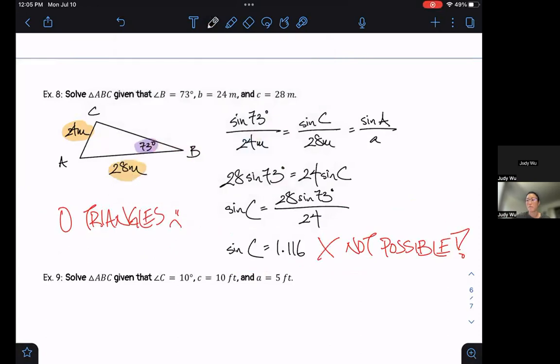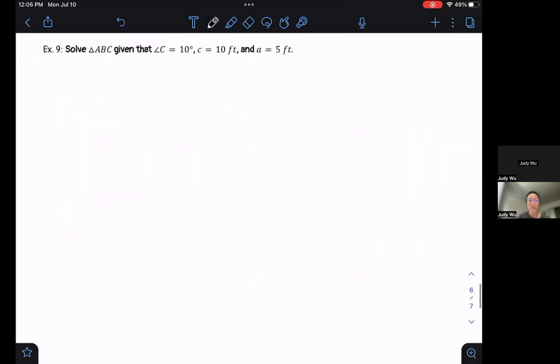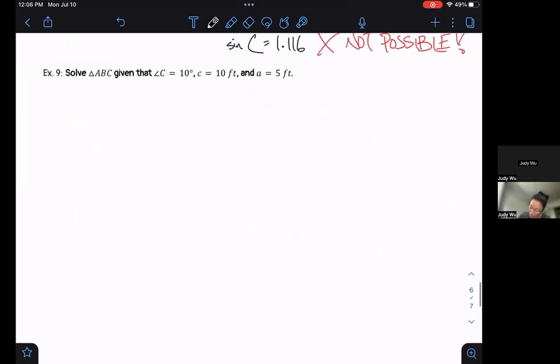All right, well, what about if we have maybe just one triangle? Let's see what that looks like and how the numbers actually tell us that, okay? So same thing, I'm going to draw a triangle and I'm going to be okay with the fact that I might not have a picture that is exactly accurate, all right? Now I have angle C as 10 degrees, little c is 10 feet. I have little a as 5 feet, all right?